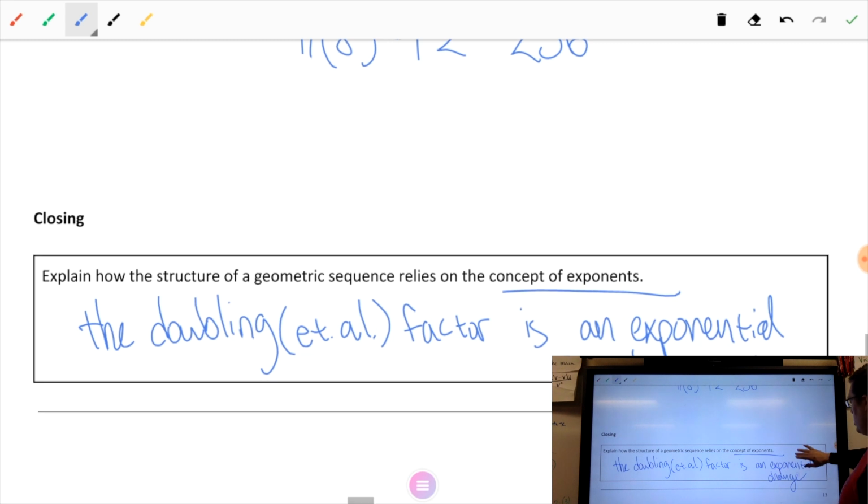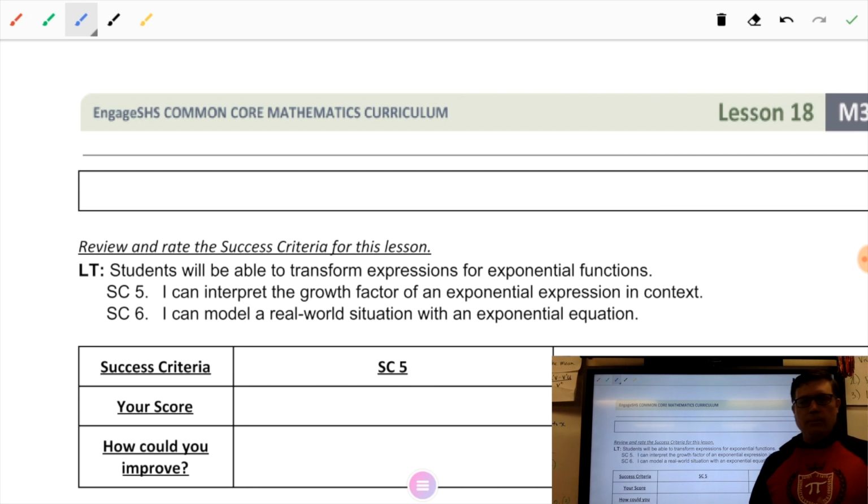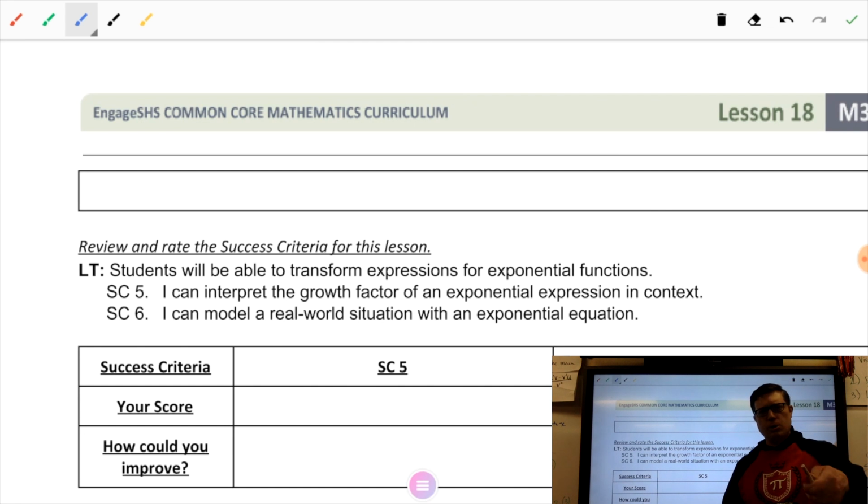All right, if you would, that's the bottom of page 13. If you would please do the learning target and success criteria. I can interpret the growth factor. I can model a real world situation. The goal behind those is to help make sure that you are ready for the rest of this lesson, the rest of this concept, and feel prepared enough to be successful on the Smarter Balanced.